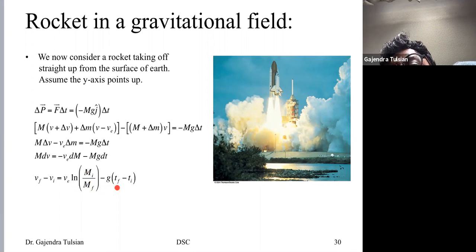So g times that. For instance, for the space shuttle, it took 8 minutes to get to orbit. So with gravity present, that's how this term gets added. With this equation, you can calculate the final velocity, and to achieve that final velocity, you can calculate how much fuel you need.